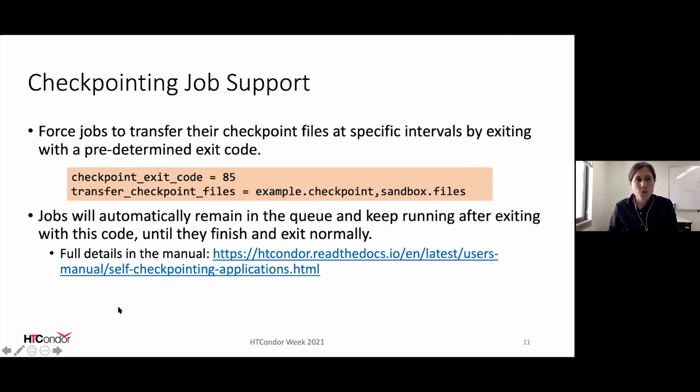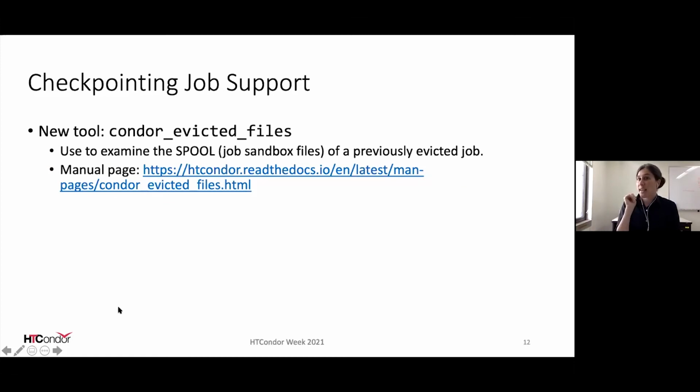I think there's another tool related to checkpointing, which would be quite handy if you were using the previous feature. This tool is called Condor Evicted Files, and it allows you to look at the spool, or the preserved files from an eviction, more easily. Previously, when a job gets evicted, the files that are being saved, the sandbox files, go to the spool location, but they were hard to access or check on. So this tool gives a way to do that.